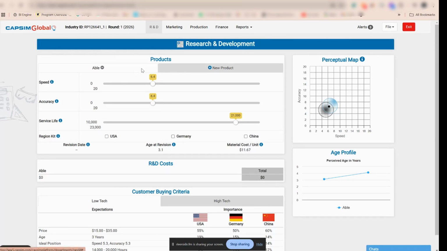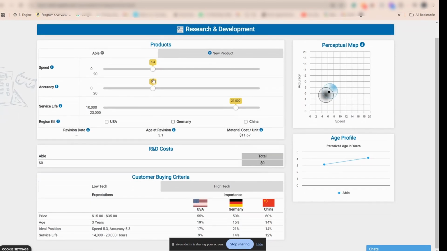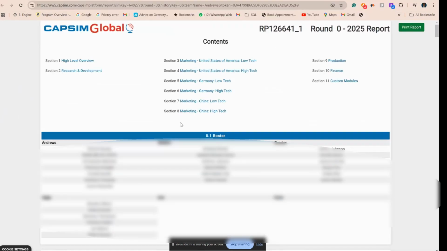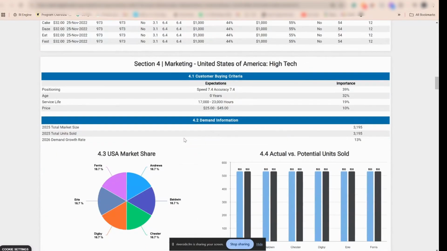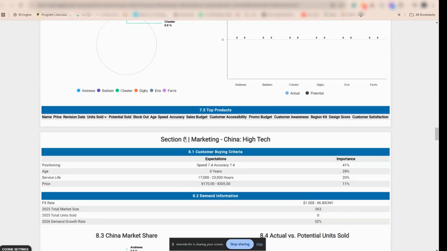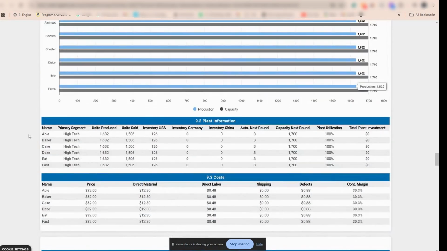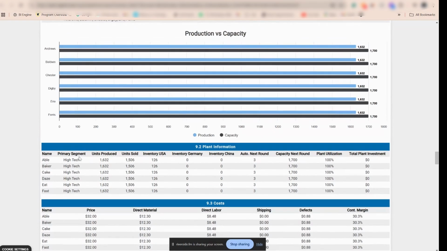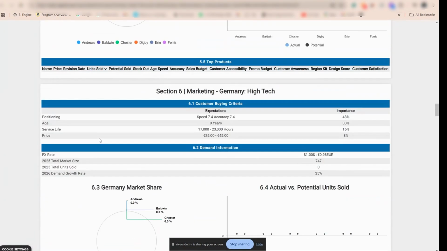So we're trying to develop a product or improve our current product. Now, the speed and the accuracy is at 6.6, but this product, according to the report, if I go back to it, shows down all the way. If you scroll to the end, I'll get there. I'll show you. At this point, we have one product called Able, and it shows us that Able is a high-tech product. Even though it was sold in both the low and the high-tech market, it's a high-tech product. That's what it shows.